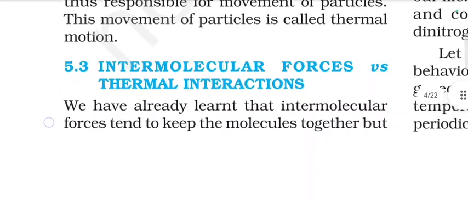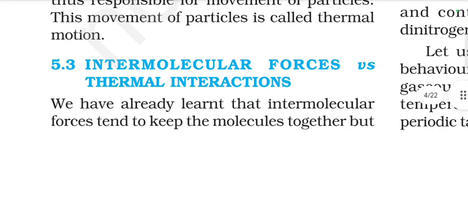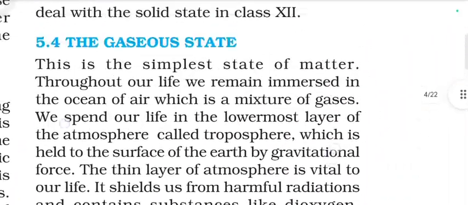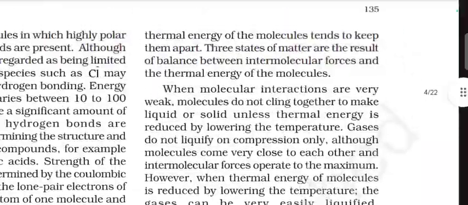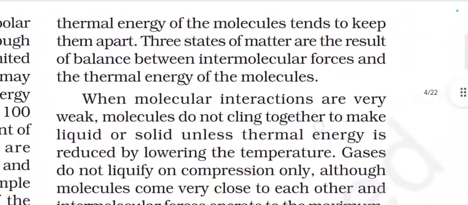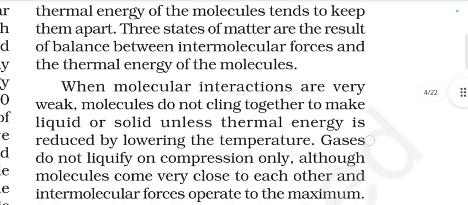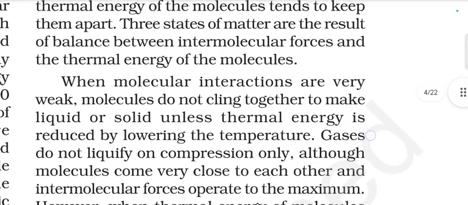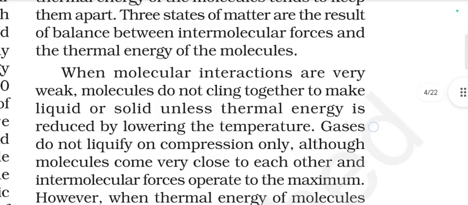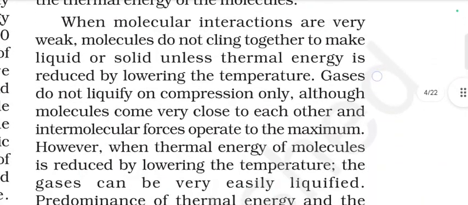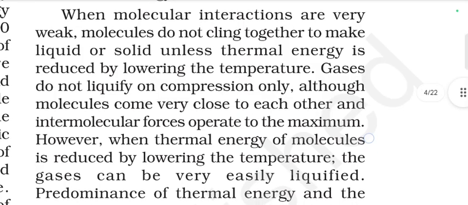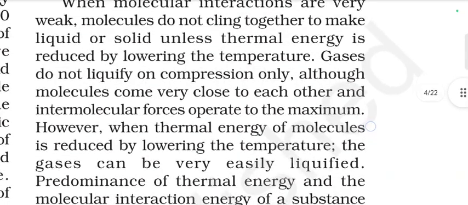Intermolecular forces versus thermal interactions. We have already learned that intermolecular forces tend to keep the molecules together, but thermal energy of the molecules tends to keep them apart. The three states of matter are the result of balance between intermolecular forces and the thermal energy of the molecules. When molecular interactions are very weak, molecules do not clinch together to make liquid or solids unless thermal energy is reduced by lowering the temperature.